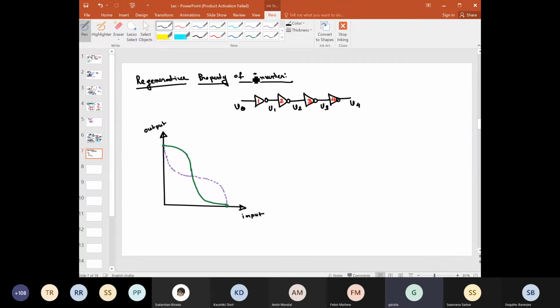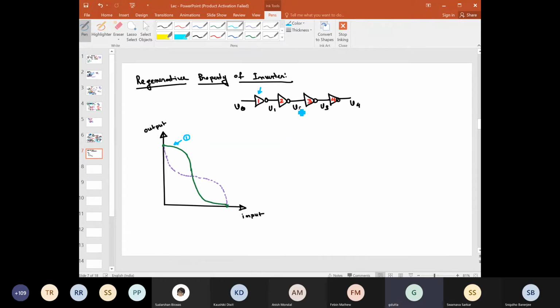So now first consider inverter number 1. If we plot this V output versus V input, obviously you will get a VTC like this, shown in the green line. So this is for inverter 1. Do you agree with me? Yes, sir. Right. Okay.